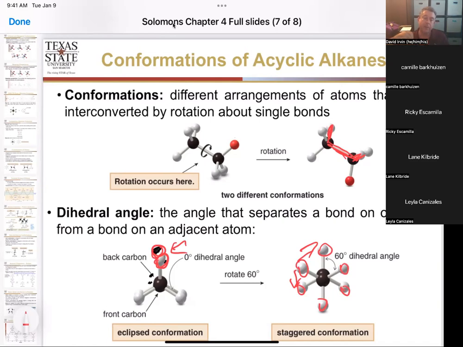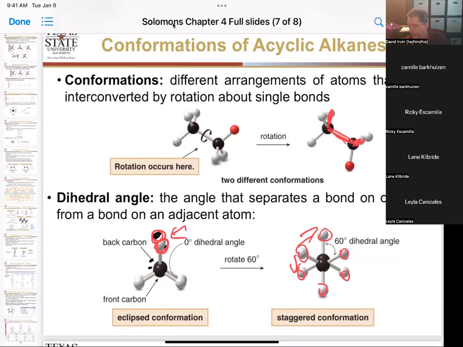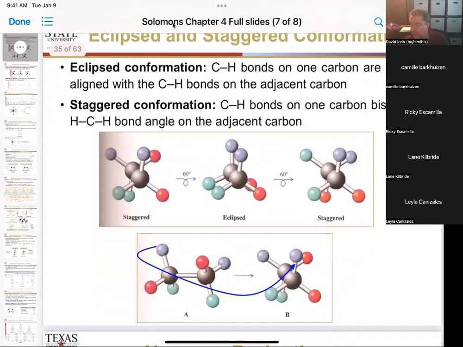Okay, so we see what a dihedral angle is, and that there's a difference between the eclipsed formation and the staggered formation. So what's the difference really? Well, it's only 60 degrees. You rotate something 60 degrees, you go from the staggered configuration to the eclipsed configuration.